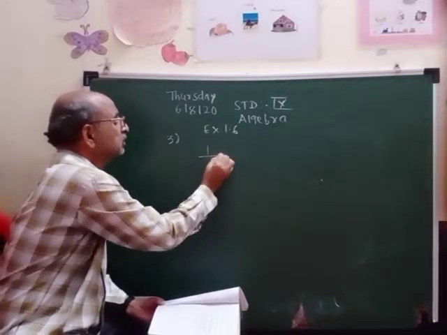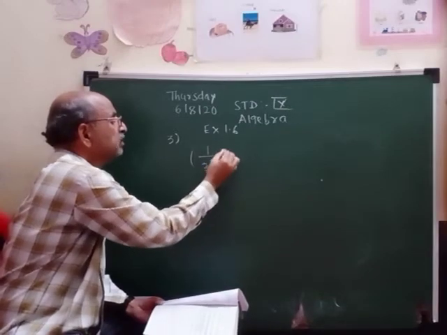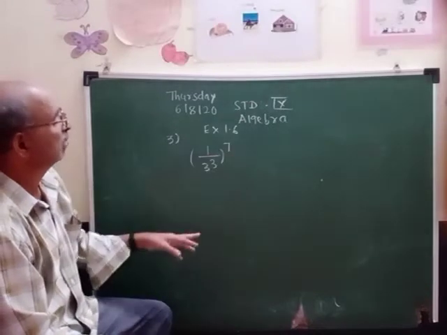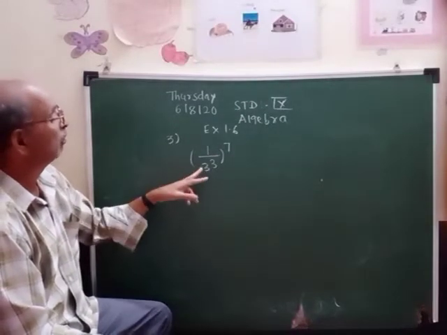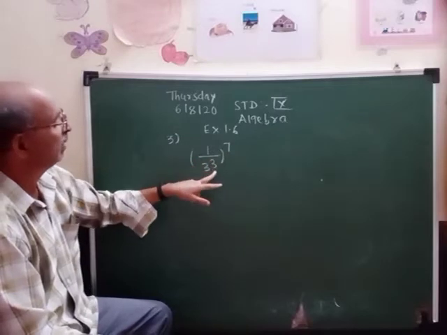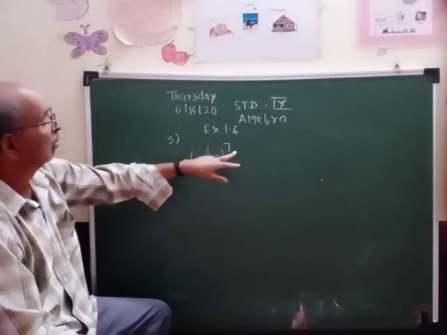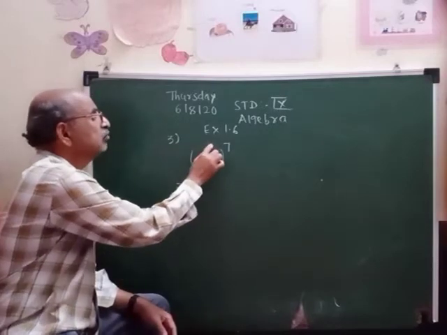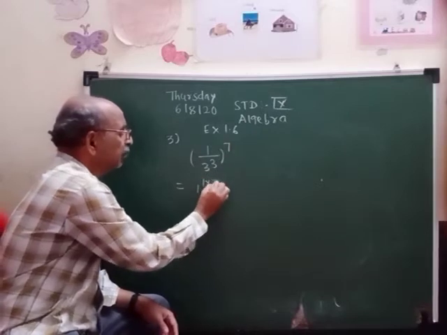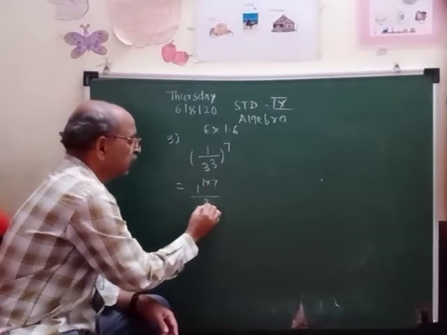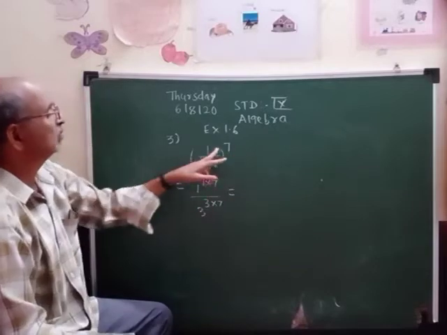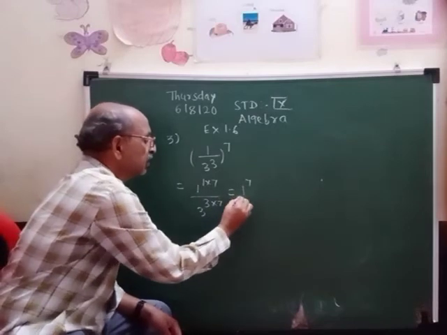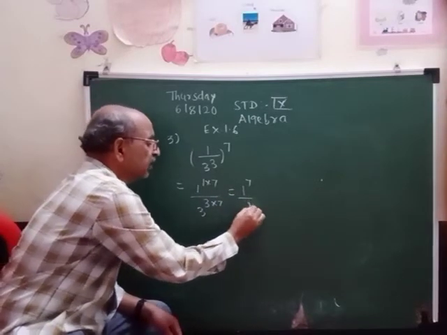1 upon 3 raised to 3, bracket raised to 7. Now this is the rule of a raised to p, bracket raised to q, because here an index is there and here an index is there. Now this index is common to both numerator and denominator. So here the index is 1, so 1 into 7 upon 3 raised to 3 into 7, because this index is common to both numerator and denominator. So 1 raised to 7 1s are 7 upon 3 raised to 7 3s are 21.